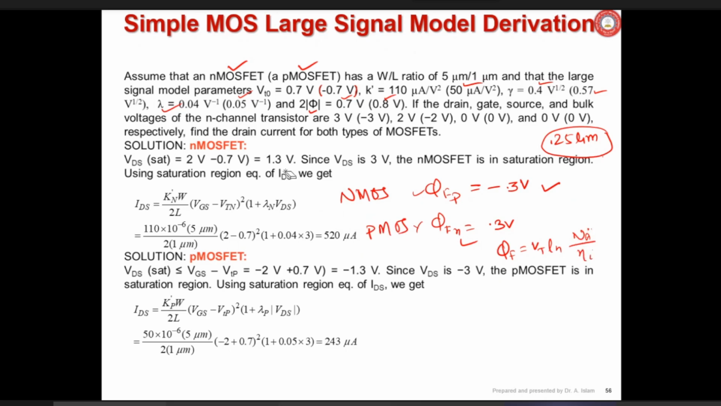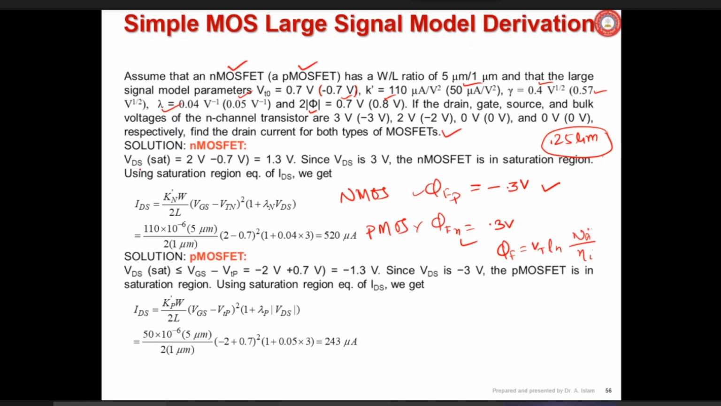Now, coming to the actual question. Given that the drain, gate, source and bulk (body) voltages of the n-channel transistor are 3 volt, 2 volt, 0 volt, 0 volt, and for the P MOSFET minus 3 volt, minus 2 volt, 0 volt, 0 volt, respectively. Find the drain current for both types of MOSFETs.